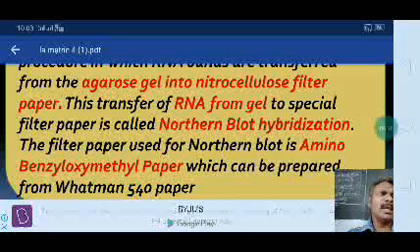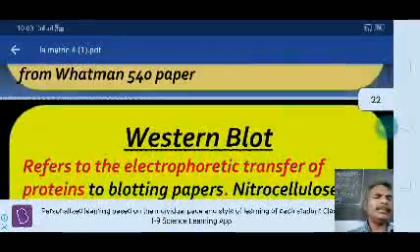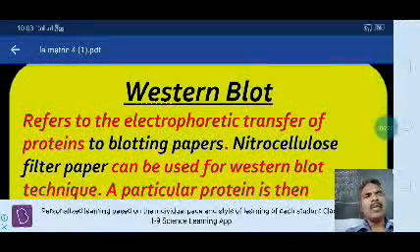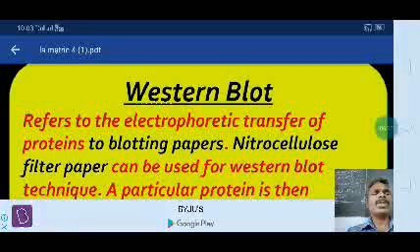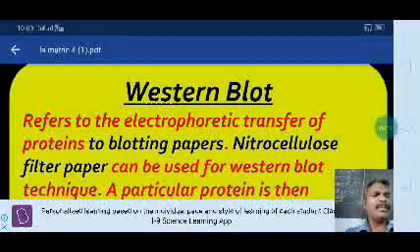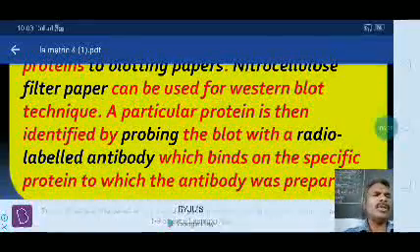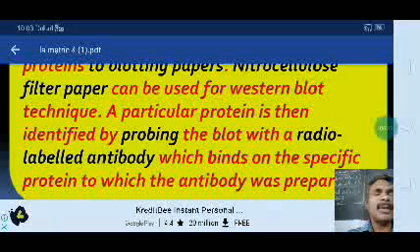Here, Northern blot mostly uses aminobenzyloxymethyl paper, which can be prepared from Whatman 540 paper. The next one is Western blot. Western blot refers to the electrophoretic transfer of proteins to blotting papers. Nitrocellulose filter paper is mostly used for Western blot.